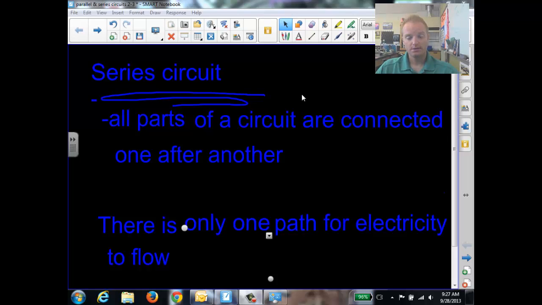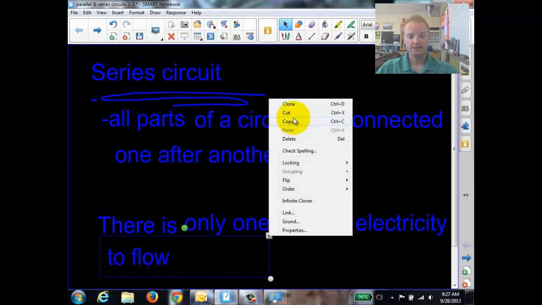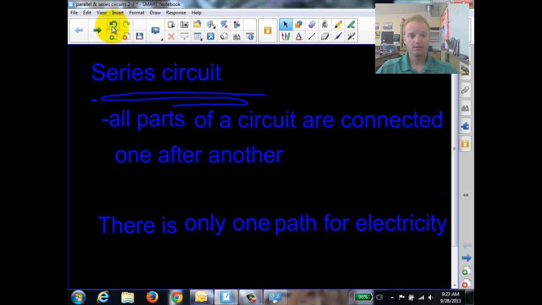There are some advantages. It's very simple to make. There are also some very big disadvantages. The disadvantage is there's only one path for electricity to flow. So if any point is disconnected, the whole circuit will shut down. So in a lot of ways, it's not that advantageous for us. So this is a series circuit, and we'll make one of these in a minute.